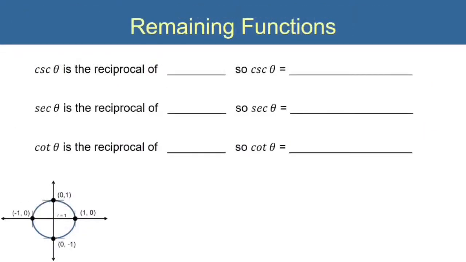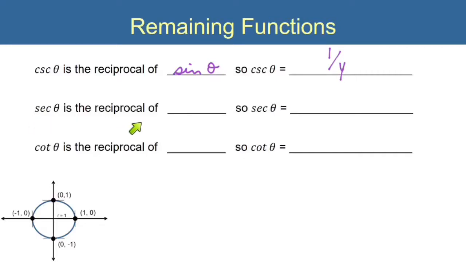Now, I'm sure you've noticed that we haven't done any examples yet with secant, cosecant, or cotangent, and we are about to do that. So let's put together what we know about the reciprocal functions with what we know about the unit circle. So we know that cosecant is the reciprocal of sine. So if the sine of theta is y, then the cosecant of theta is going to be the reciprocal of that, which is 1 over y.